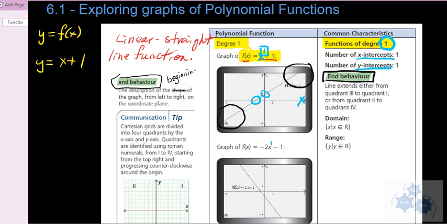The beginning and the end of the graph, or the alpha and omega of the graph, if you want to put it that way. And how we describe that, you notice over here, we describe end behavior by stating the quadrants. So in this case, the line extends from quadrant 3 to quadrant 1.